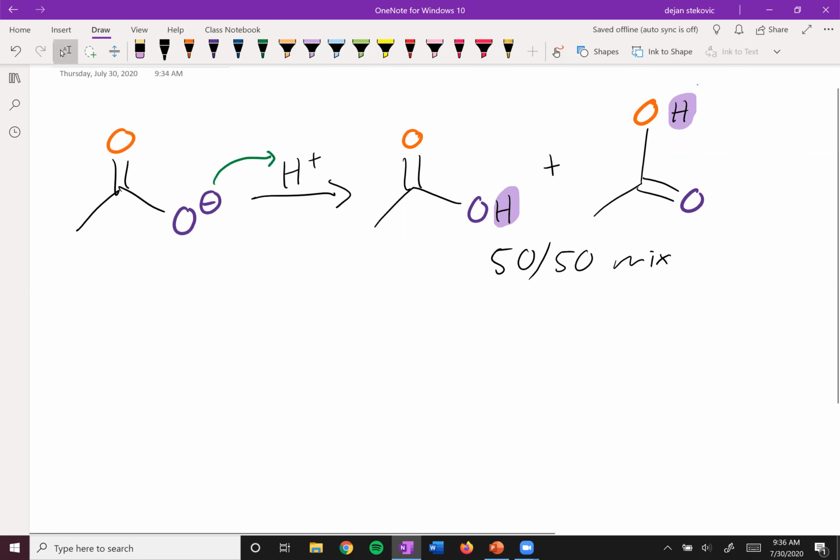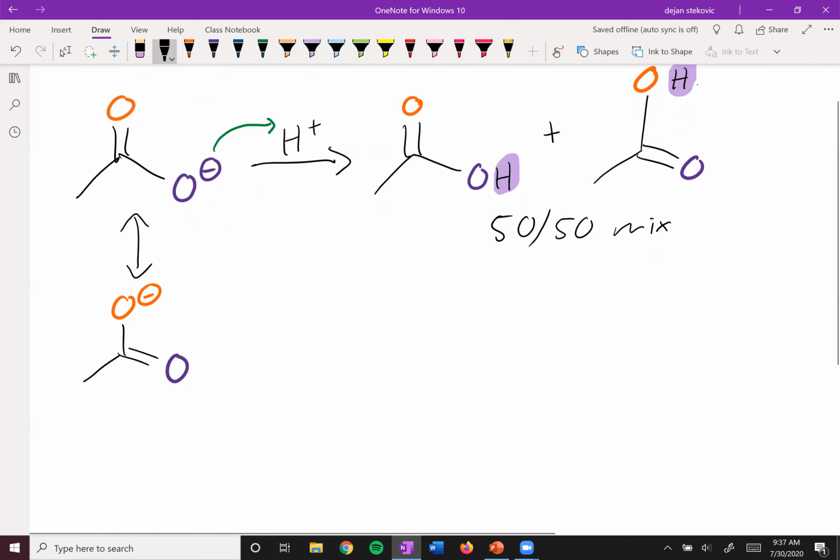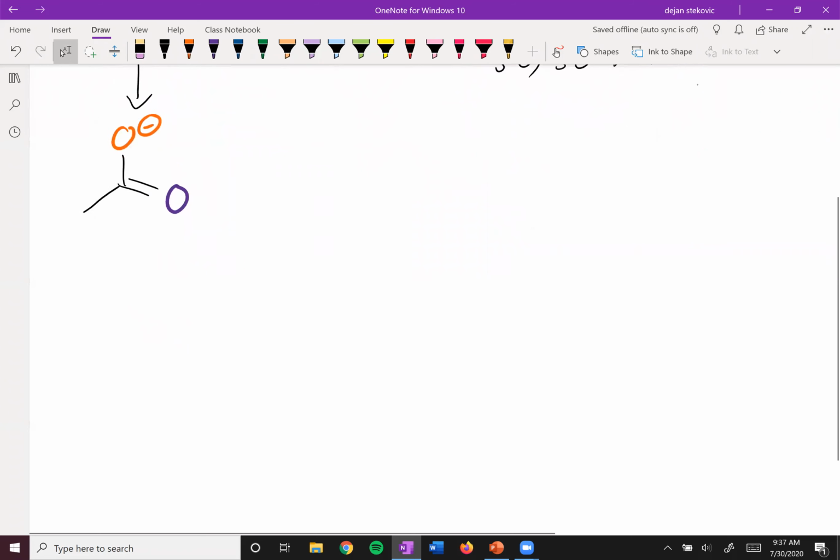And so you can tell that this is not really the real structure of the acetate ion. You have to think about its resonance structure, right? And so you could draw another resonance structure that looks something like this. Right, and this explains how you get the other mixture, right? And so let's take a more detailed look at this, right?